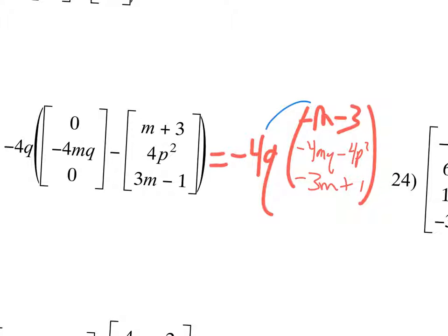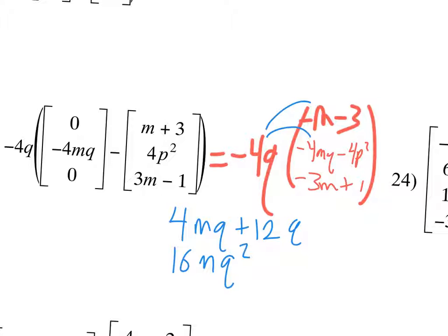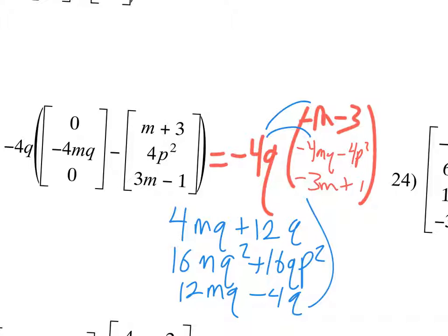When I multiply negative 4q by each of these things, this is scalar multiplication, we get positive 4mq plus 12q. We get positive 16mq squared plus 16qp squared. And then finally 12mq minus 4q. This is my final answer.